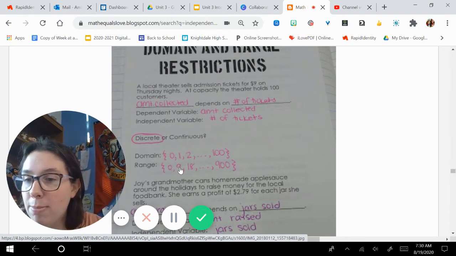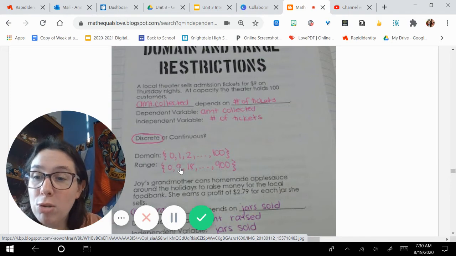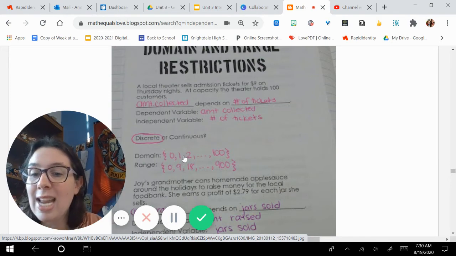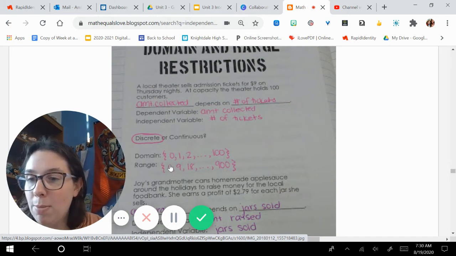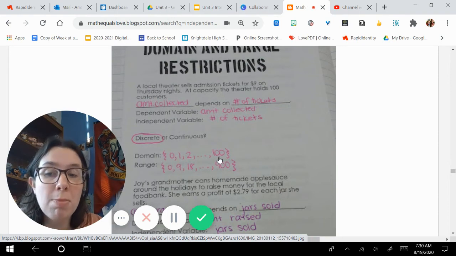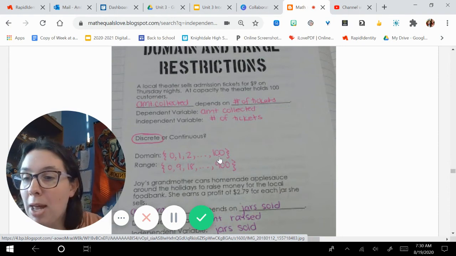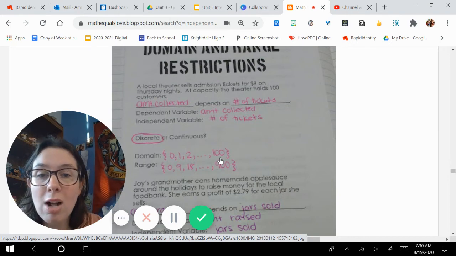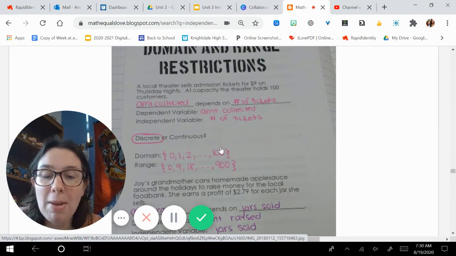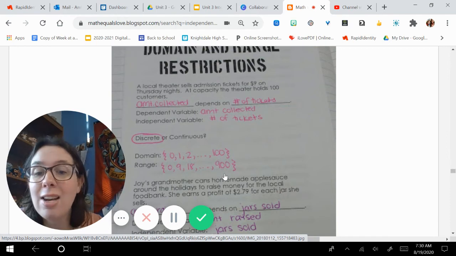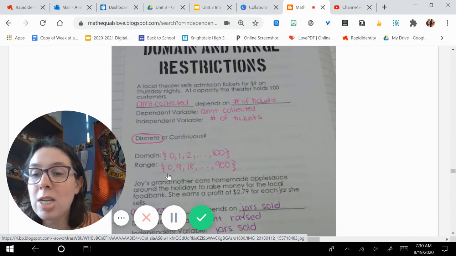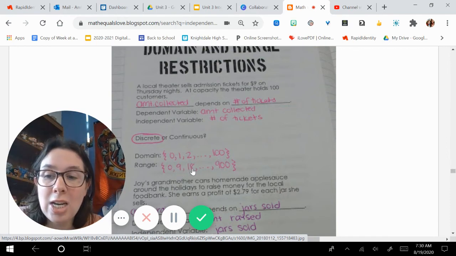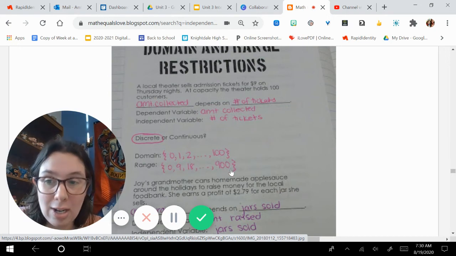All right, how about 2 people? That is 9 times 2, because it's $9 per person, so that's $18. So I'm counting by nines. Remember, the theater only holds 100 people. So what's the maximum amount of money I can earn? Well, again, every person pays $9. So what's 100 times $9? 100 people times $9. That's $900. So my range is 0, 9, 18, skip counting by 9 all the way to 900.